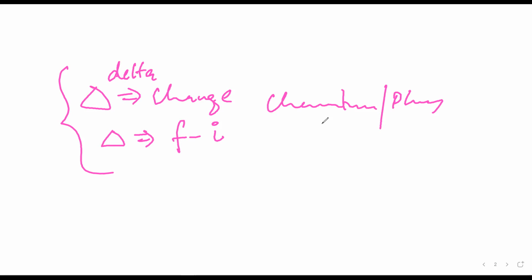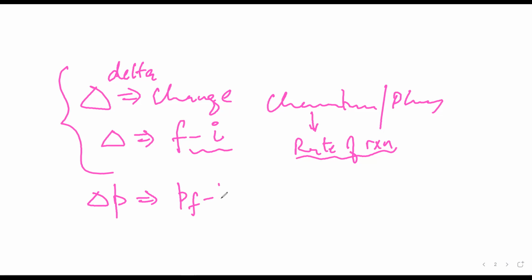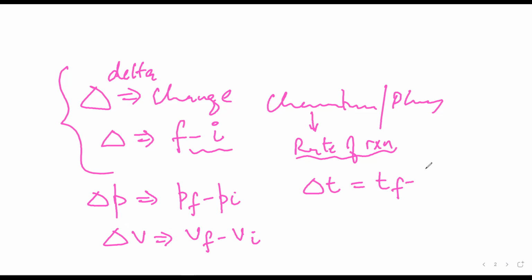Change is always final minus initial. In chemistry, we will be doing the chapter rate of reaction. There again, a lot of confusion will come. Change is always final minus initial. So, for example, if I say delta P, this is change in pressure, which is final pressure minus initial pressure. If I say delta V, this is change in velocity, final velocity minus initial velocity. If I say delta T, this would be final time minus initial time.